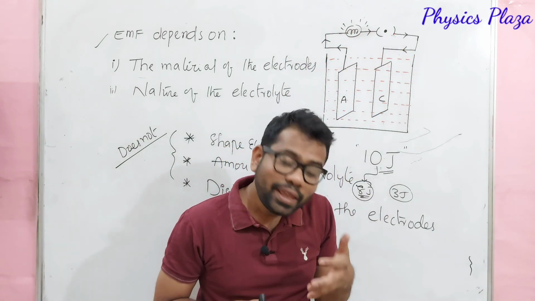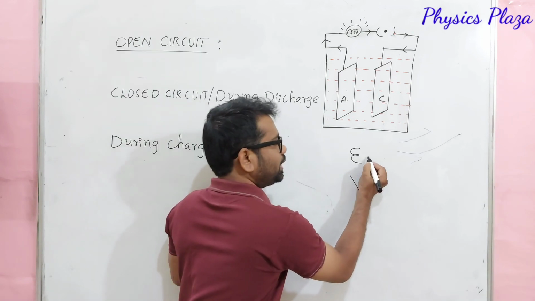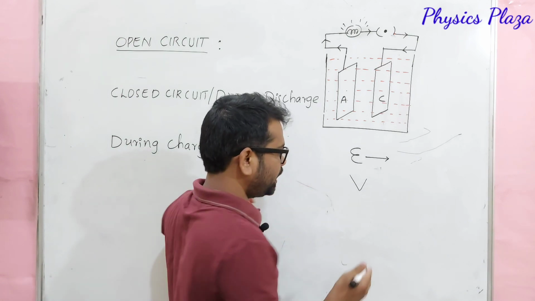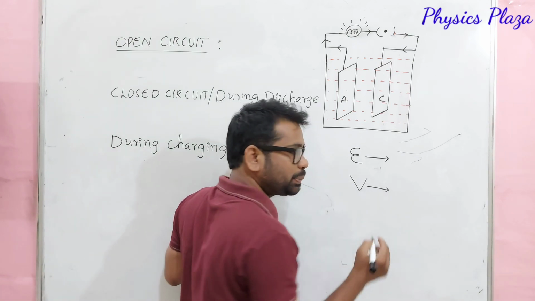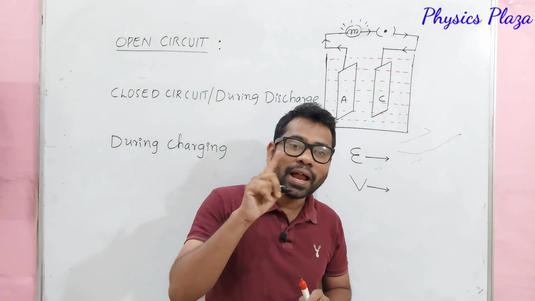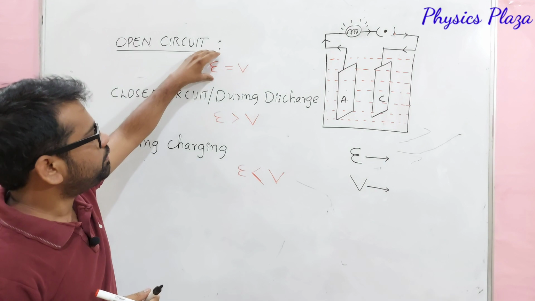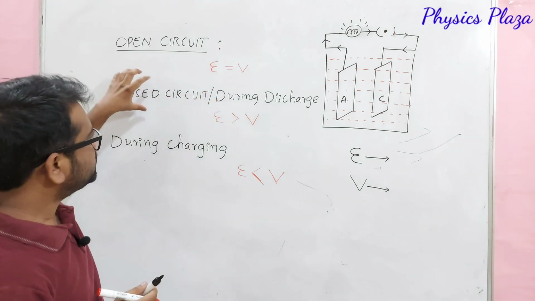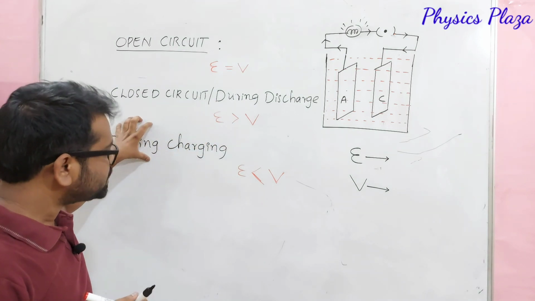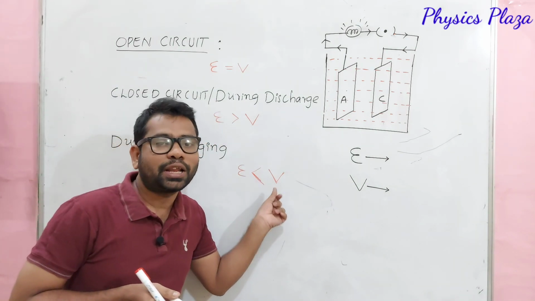Children, how are EMF and terminal voltage related? It's also very important. Let us see once again. Children, here epsilon is the letter used to represent the EMF, and here V is the letter used to represent the terminal voltage. Now let us see how EMF and terminal voltage are related. In an open circuit, EMF and terminal voltage are equal, whereas in a closed circuit, EMF is greater than the terminal voltage, whereas during charging, EMF is less than the terminal voltage.